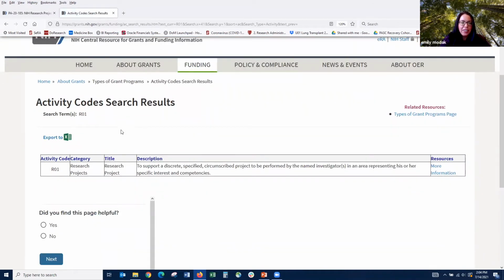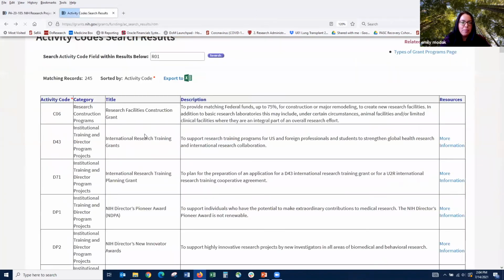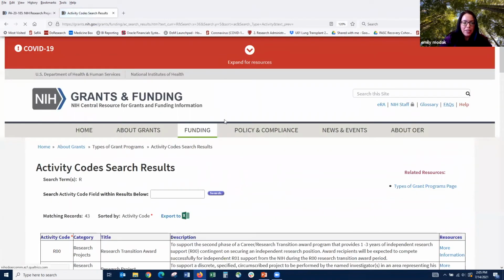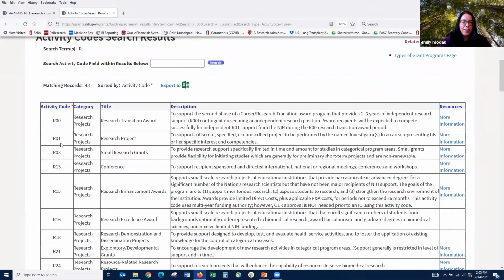So you can take a look in there if you wanted to know every possible kind of R activity code, an activity code that began with an R. You can search by R and you see R00, R01, R03, and so on. So lots of information out there.